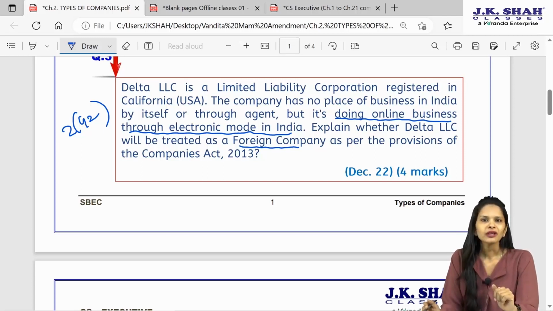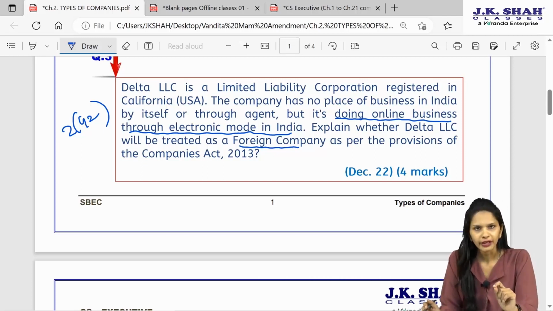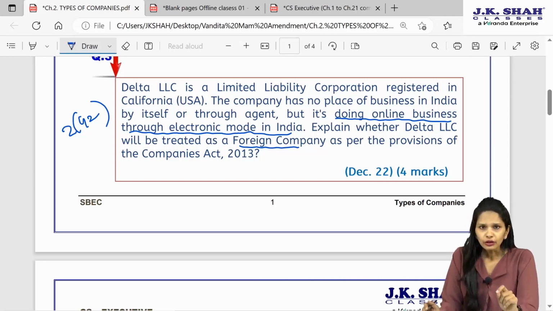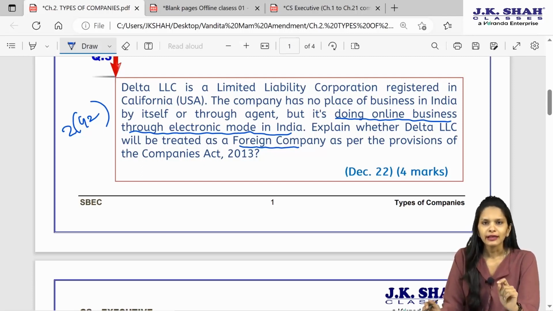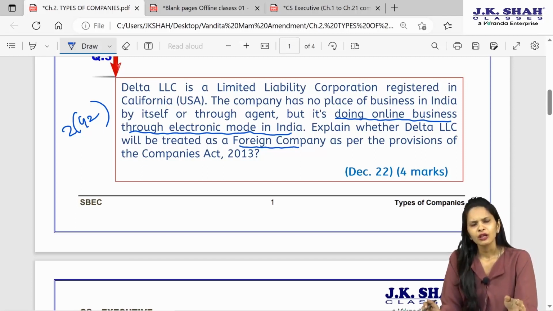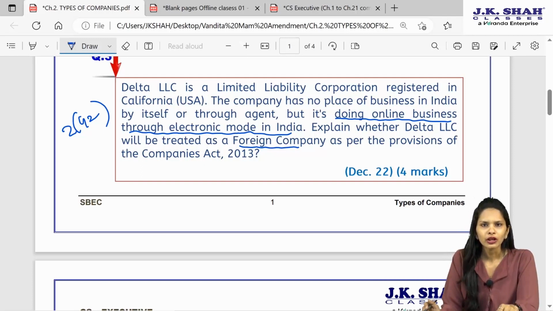So as per our question, Delta LLC is incorporated in California, but even though it does not have any physical place of business in India, it has a place of business by electronic mode. Because of this reason, Delta LLC will be treated as a foreign company in India. So what exactly you have to write in your answer? First of all, applicable law, applicable section we have discussed.